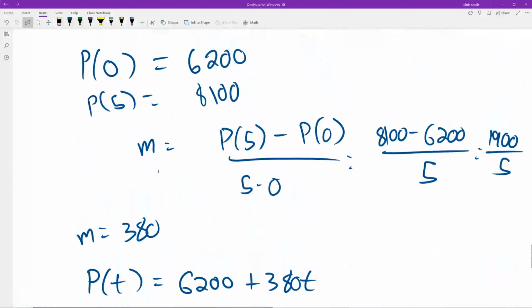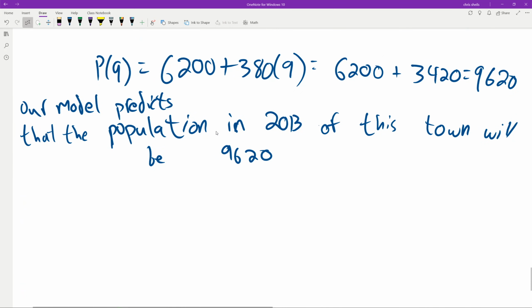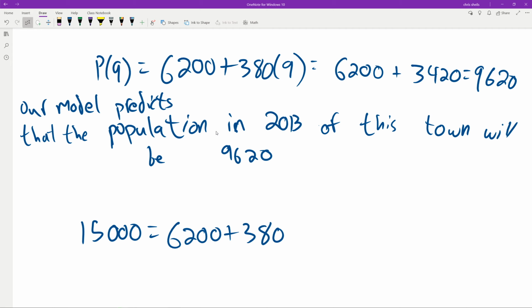And we want to find when the population will reach 15,000. When will the population reach 15,000? So I want my population, or my output, to be 15,000. And I want to set this equal to 6,200 plus 380t. And here I'm trying to solve for t. I'm solving for time.